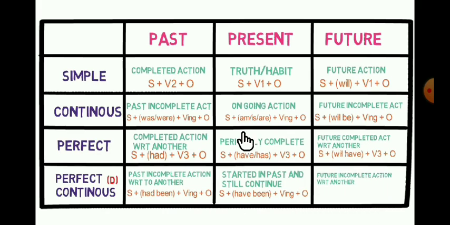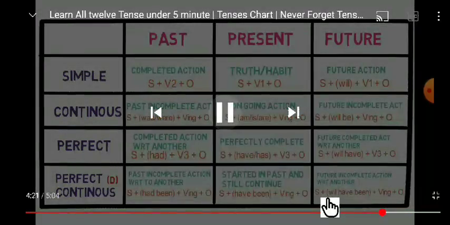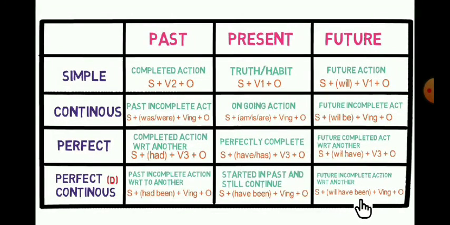Now comes future perfect continuous. What is it? A future incomplete action with reference to another action. An action which is decided in the future is incomplete, and another action is also incomplete, it is called future perfect continuous. So sentence structure: subject plus will have been plus verb in the form of ing plus object. Understood? So this is the tense table that we have decided.